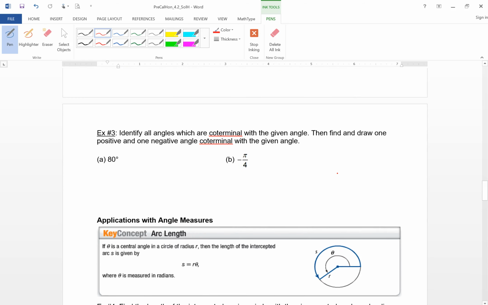All right, so how would I find coterminal angles of 80? So first it says identify all angles which are coterminal. So we say 80 plus 360n. Okay? And it's also 80 minus 360n. And then it says to find and draw one positive and one negative coterminal angle. So positive is 80 plus 360.